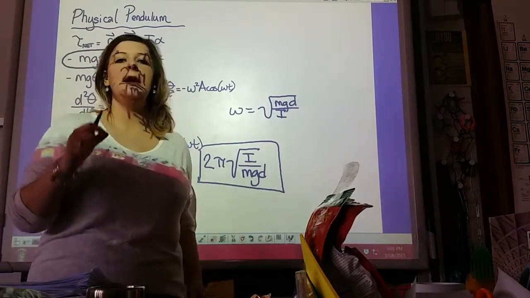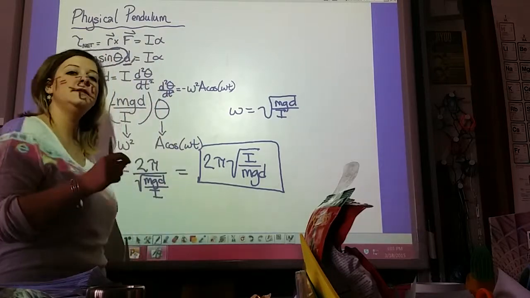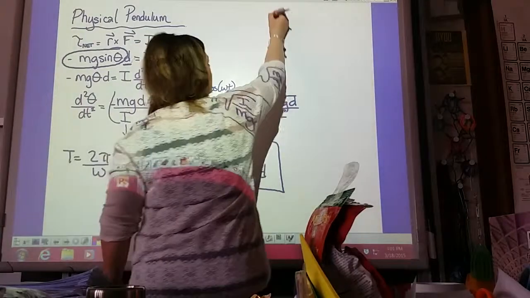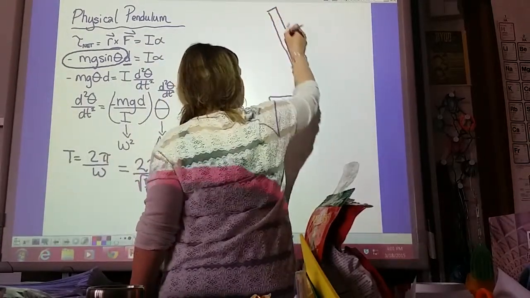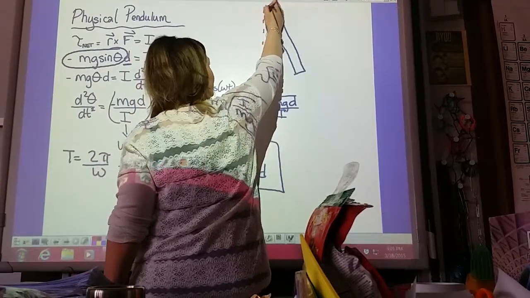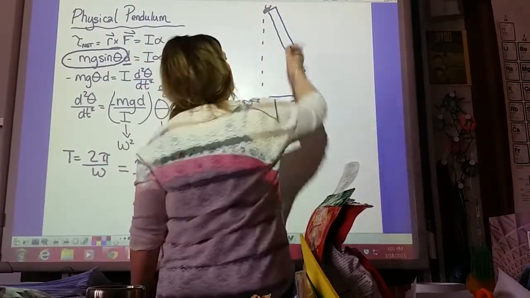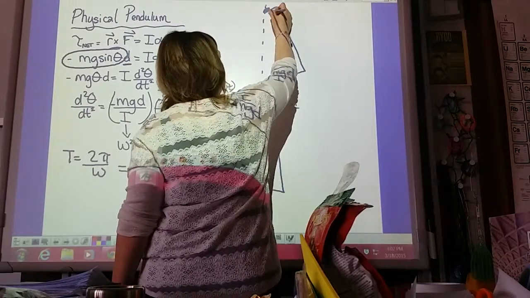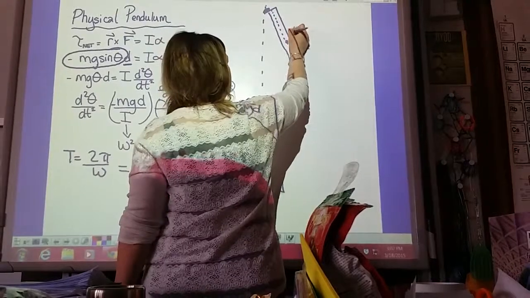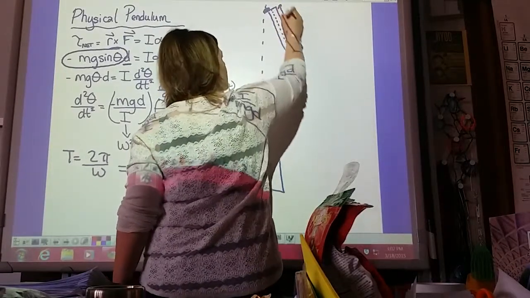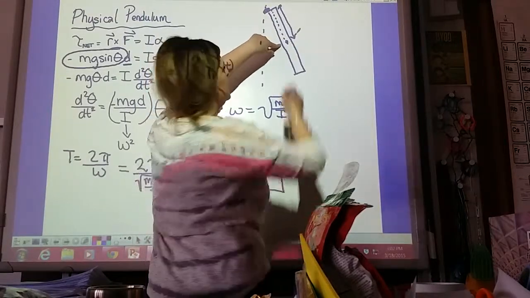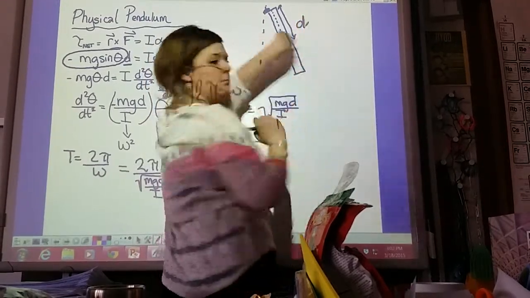D is going to be the distance that the object is from the center of mass. So let's say, for example, you have a long, uniform, thin rod that's rotating about an axis point here. The distance d would be from where that pivot point is to the center of mass. So we're going to call that d. Okay?